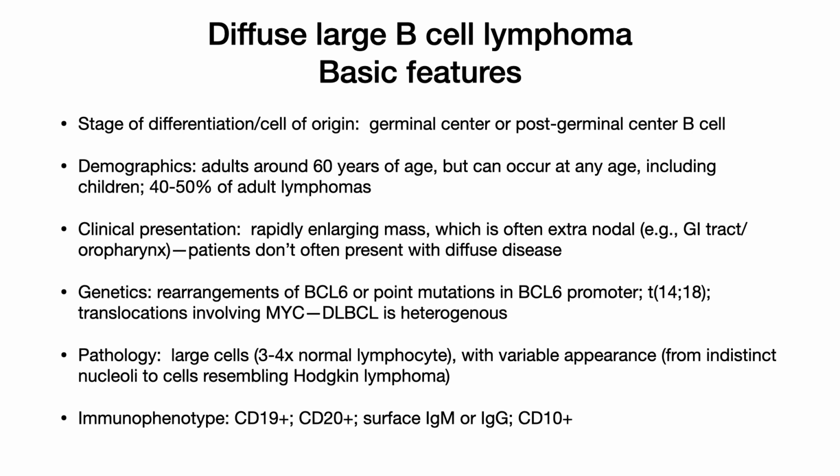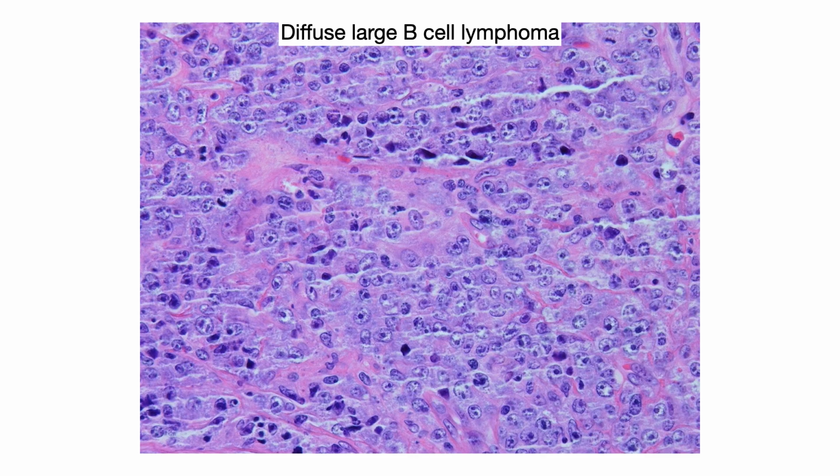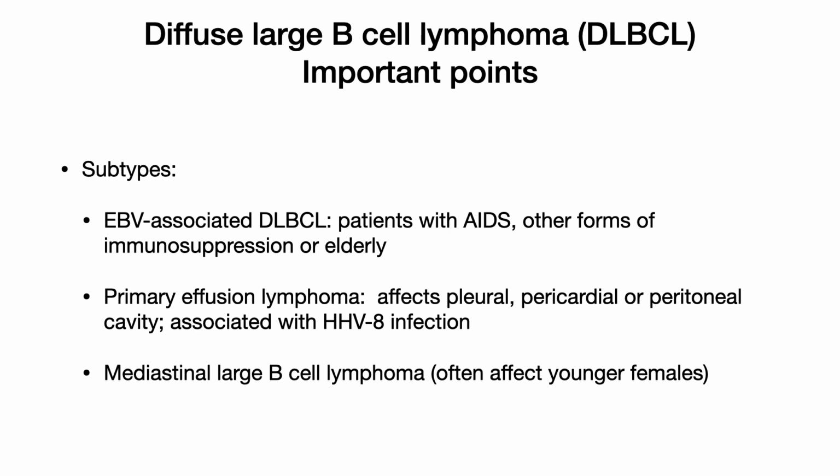They're very large cells, as the name implies, and they can have a very variable appearance, but they have prominent nucleoli, so they can almost look like Hodgkin. They're B cells, so CD19 and CD20, and CD10 if more mature, and then closer toward the end, surface IgM or IgG. So here's diffuse large B cells. You can see they're large cells. They're not small lymphocytes. They have prominent nucleoli, and they basically have obliterated the tissue. There are some specific subtypes. You can have an EBV-associated diffuse large B cell lymphoma, usually found in patients who have AIDS or other forms of immunosuppression.